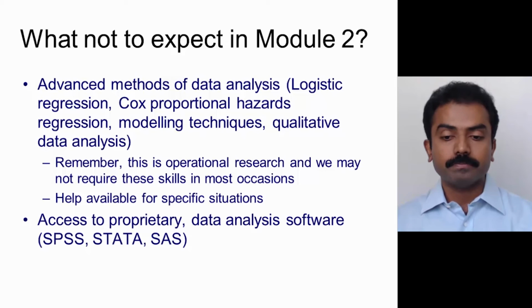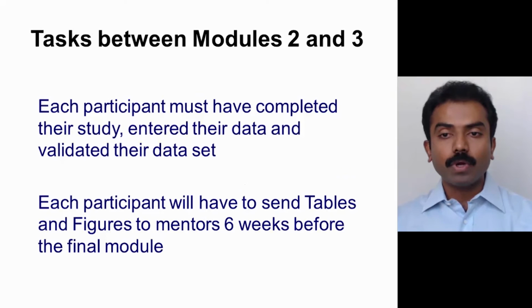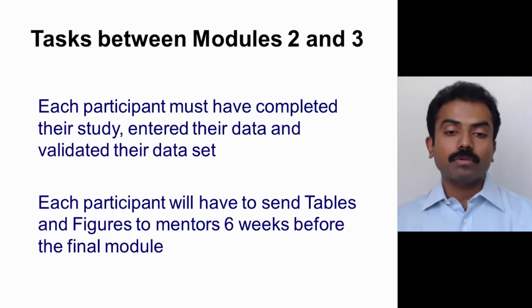In terms of tasks between Module 2 and Module 3, each of you must go back, finish your study, collect all your data, finish data entry, and run a draft analysis. And you have to submit your clean data set and your draft tables and figures to your respective mentors 6 weeks before the final module, when we will bring you to put it all together in the form of a scientific manuscript. So 6 weeks before that module, we want to receive your data sets and analysis. Now that's going to be the next milestone in this particular course.